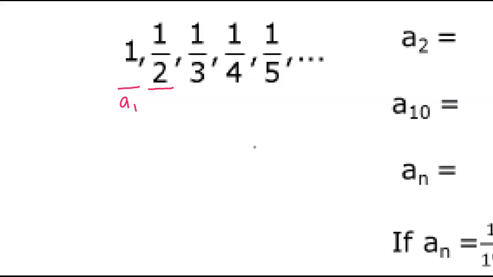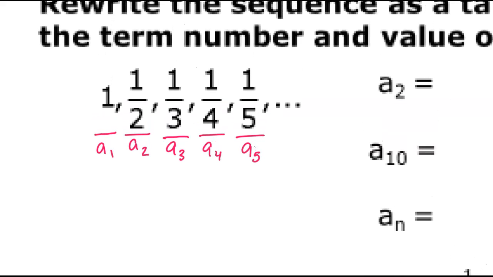What do you think 1/2? What position could we call that? What about 1/3? And so on. A to the 4th and A to the 5th. A sub 5. Now these are the position numbers, and each sequence term has a value as well. The value of A1 is 1. The value of A2 is 1/2. The value of A3 is 1/3, and so on.